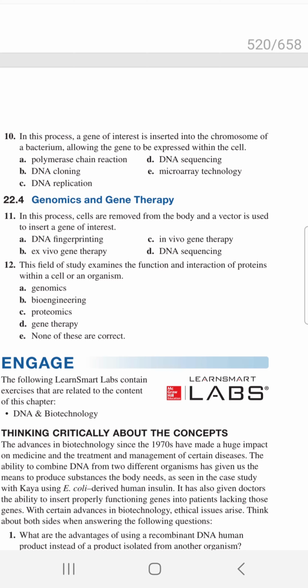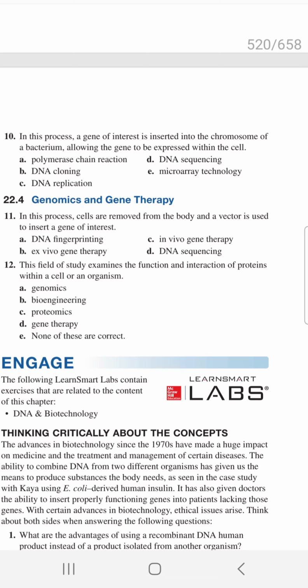What is a transcription factor? It's basically something that will stimulate the bacteria to produce this gene, and so the bacteria will carry out the processes of transcription and translation, and it will express this gene, so insulin will be produced. This process is called allowing the gene of interest to be inserted into chromosomes, allowing the gene to be expressed within the cell. PCR, no. DNA cloning, no. DNA replication, no. DNA sequencing, microarray technology.